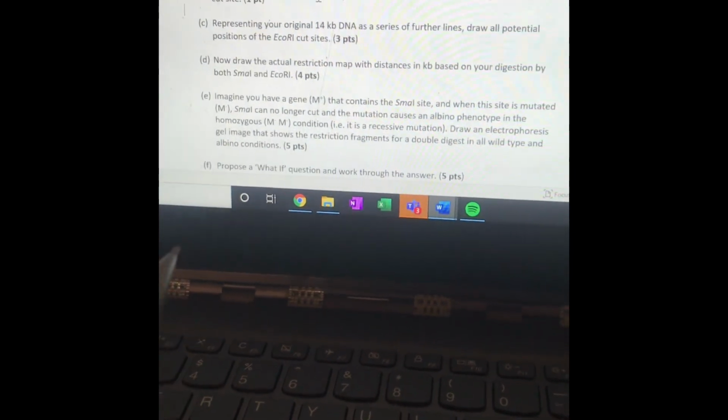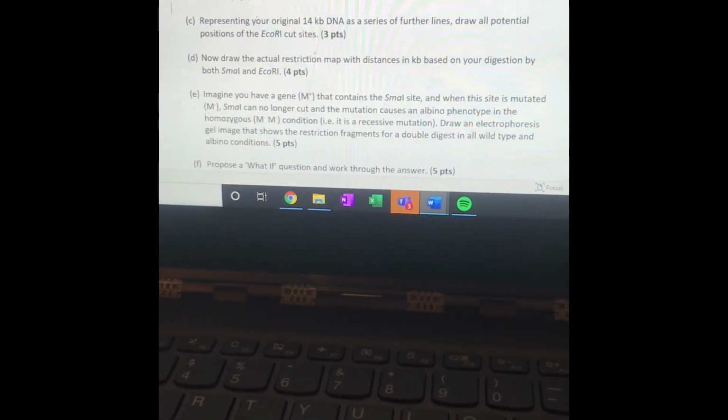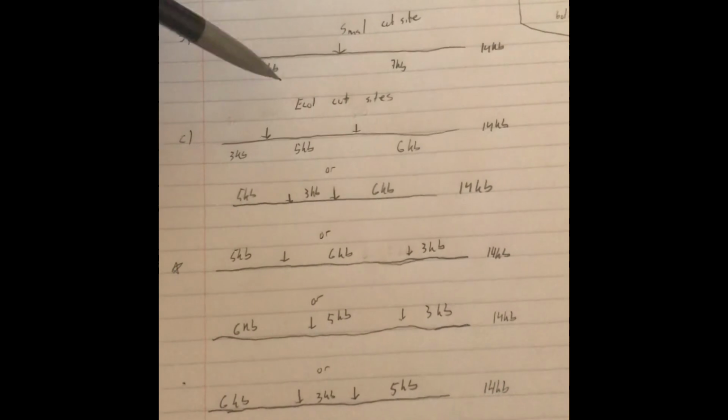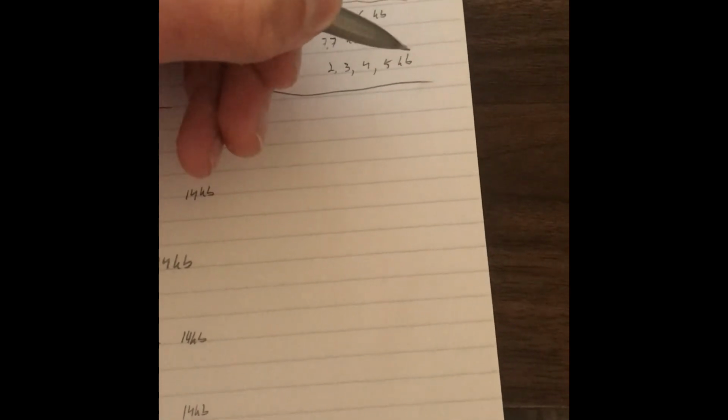Now, what do we have next? Draw the actual restriction map with distance in kilobase pairs for your digestion with both. So basically what we're going to do now is, I have all these options for EcoR1, right? And we have only one option here for SmaI. So we're going to take this 7,000 and see if this makes sense. We're going to apply it to all of these lines and figure out which line makes sense with this over here. With both, we need to have 2,000, 3,000, 4,000, and 5,000 base pairs.